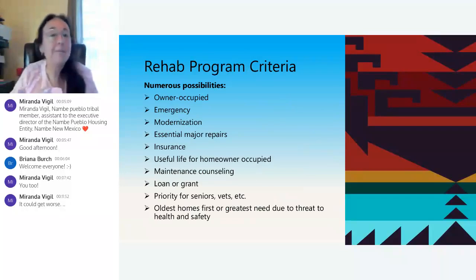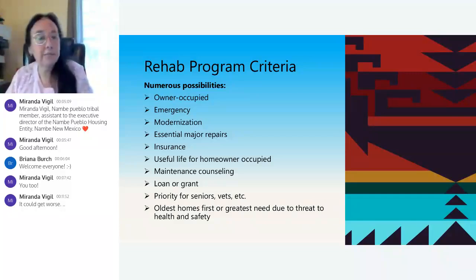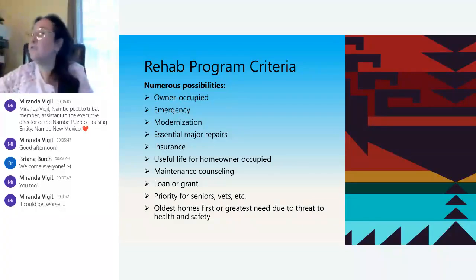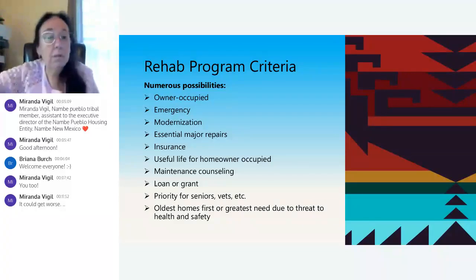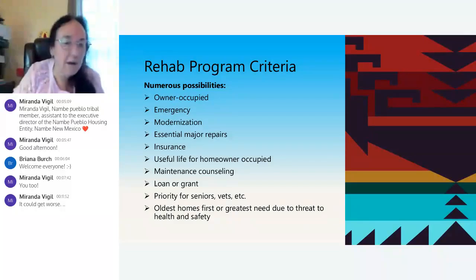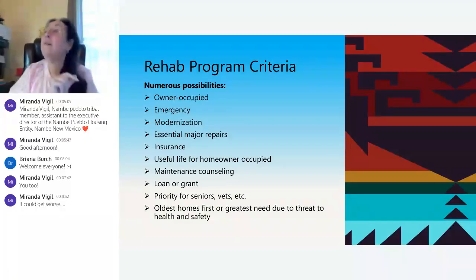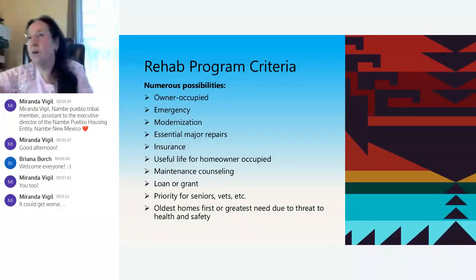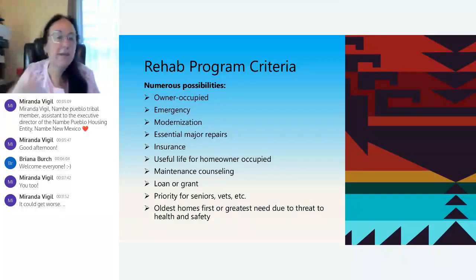Now, rehab, you're going to do that rehab while it's owner occupied? Is it an emergency? Are you going to offer modernization? Are you just going to fix essential major repairs? Are you making sure that they have insurance on that house if you're utilizing over $5,000 in NAHASDA funds? Do you have that useful life document? All of your binding commitments, everything there that you need.